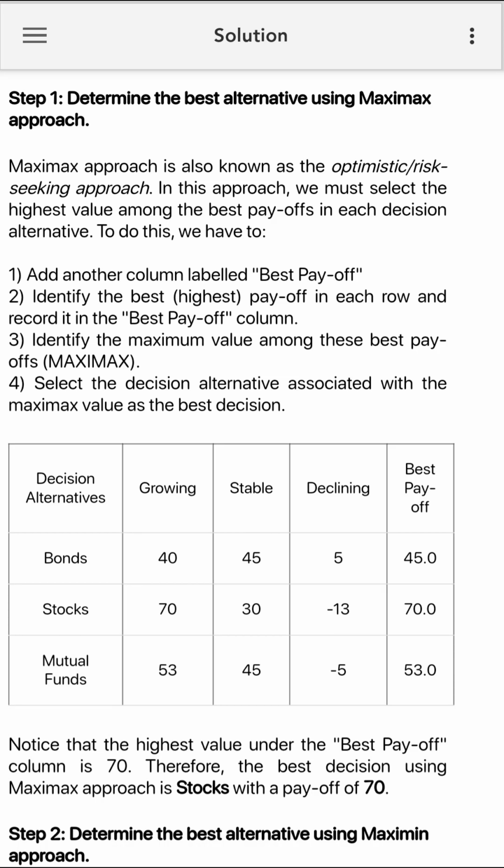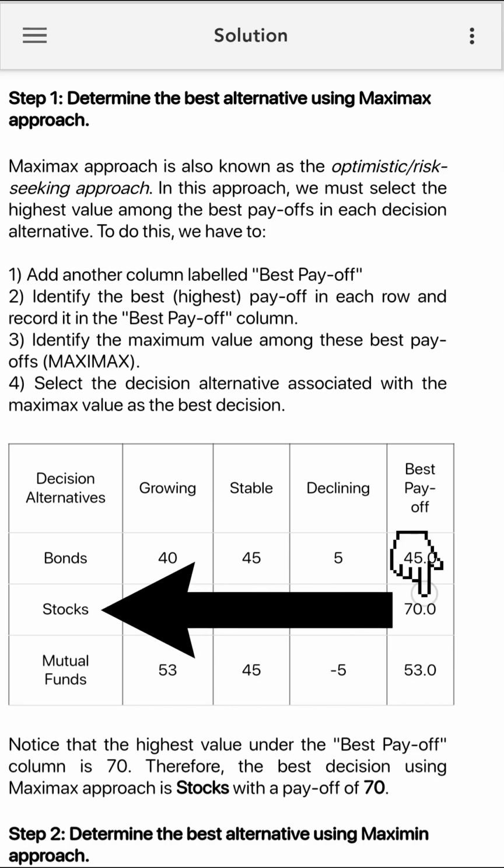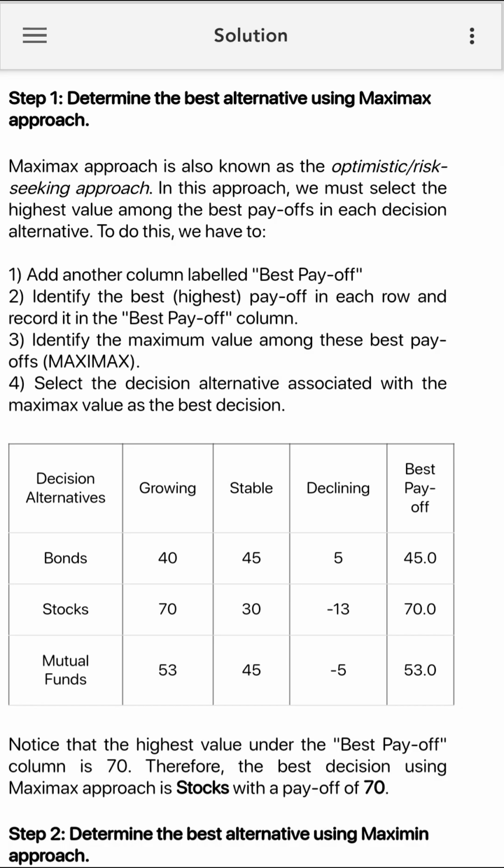We do the same process for the next succeeding rows and find that the best payoff in these rows are 70 and 53, respectively. Now, among these 3 best payoffs, we select the highest value, which, in this case, is equal to 70. As a result, our best decision using Maximax approach is to invest in stocks. In other words, the Maximax approach is suited for decision makers with a highly optimistic or risk-taking attitude. It selects the alternative that provides the highest possible payoff under the assumption that the most favorable conditions will occur.